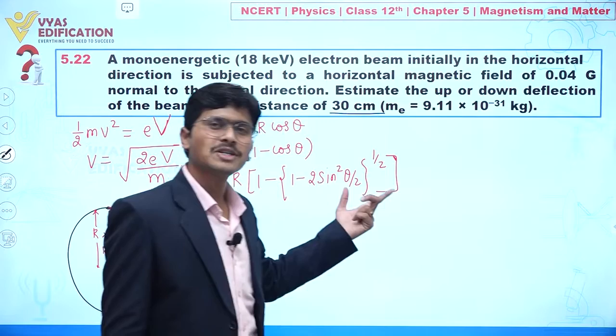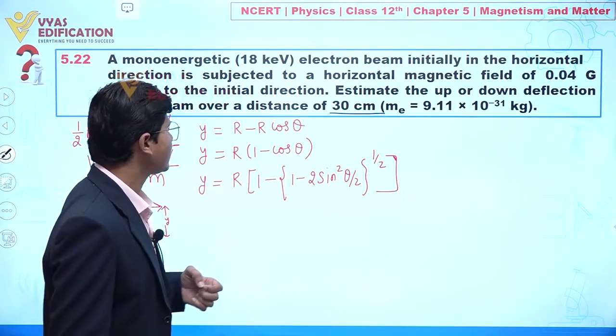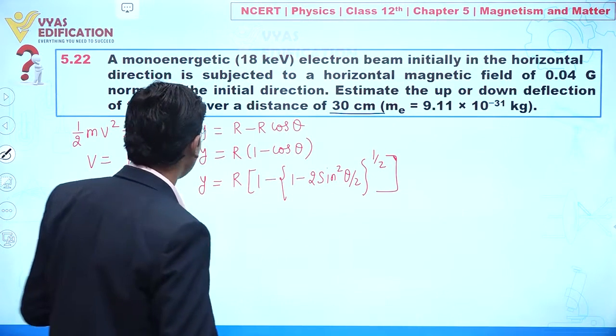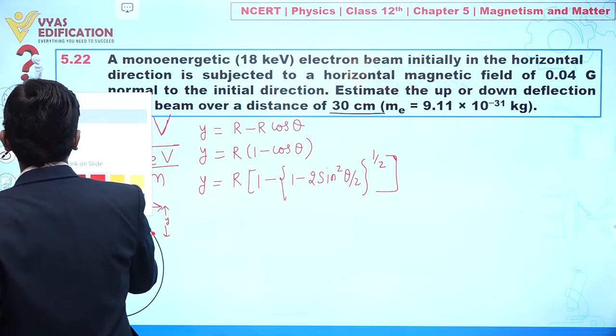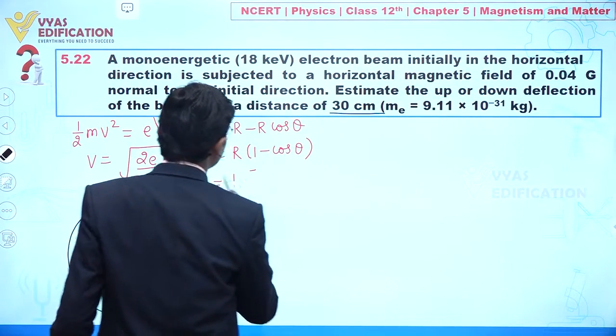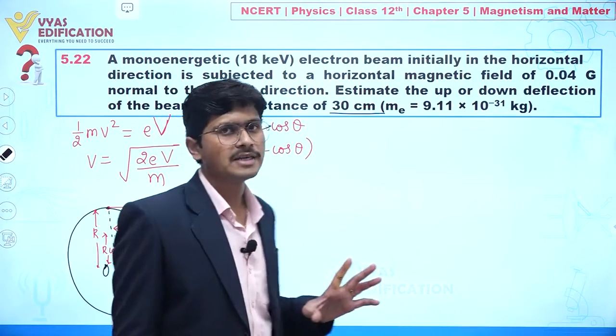cos 2θ equals what? 1 − 2 sin²θ. I am saying this is cos θ, so I can say this is 1 − 2 sin²(θ/2). Clear? Or if you are getting confused, you can directly say the value of y, the deflection in the vertical direction, is given by r(1 − cos θ).